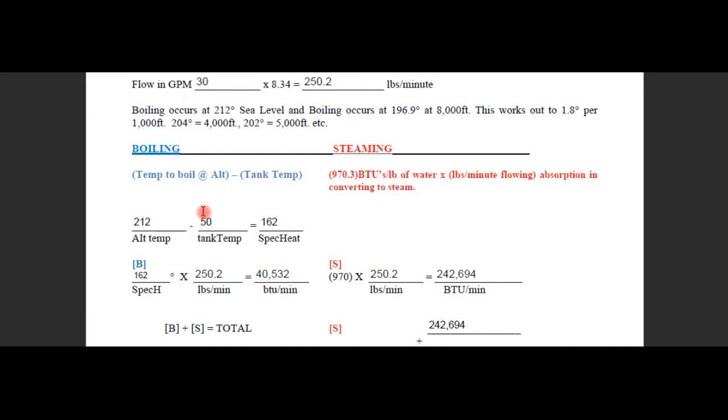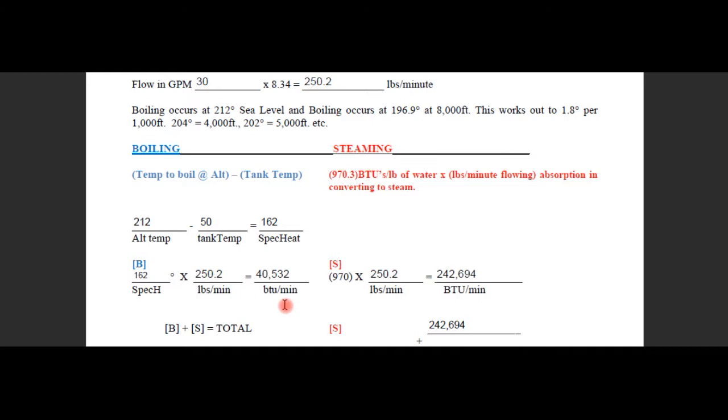Now we have what's called boiling and steaming. If we take our boiling temperature of 212 and subtract 50 degrees from it, we have a specific heat of 162. We apply that here, multiplying the specific heat by our pounds per minute, and we get 40,532 BTUs per minute. That's the BTU content in raising the water temperature from 50 degrees to the boiling temperature of 212 at sea level.